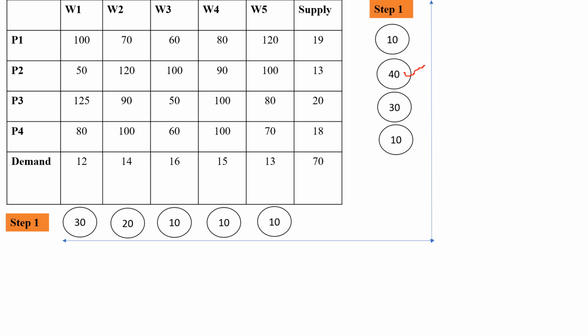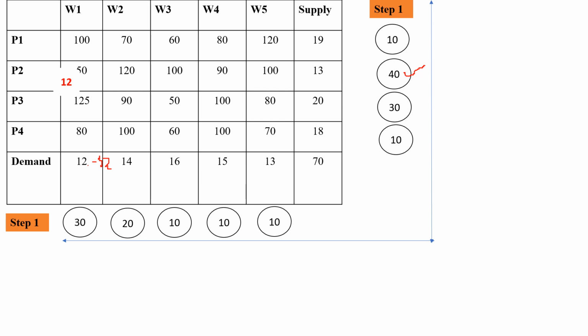How many resources do you have to allocate? The supply is 13, the demand is 12. Then the maximum demand you have to fulfill is 12. So allocate 12 units in the 50 cell. After allocating, just do some rough work. Then 12 minus 12.